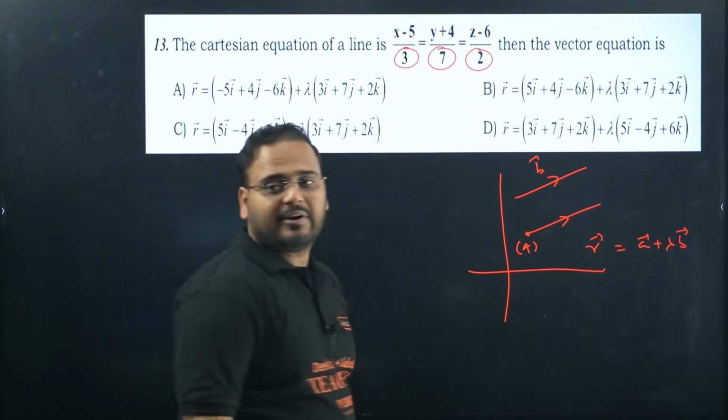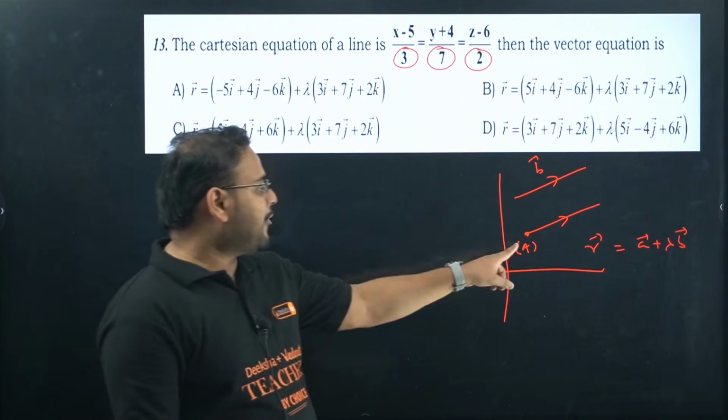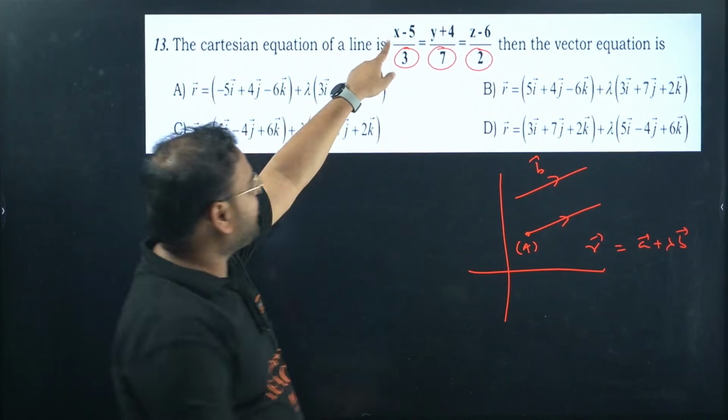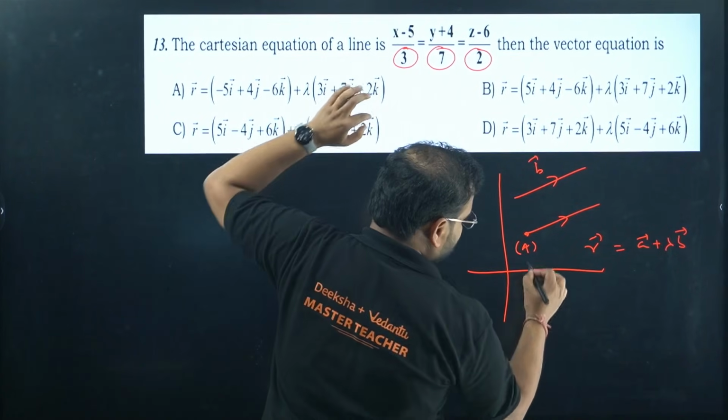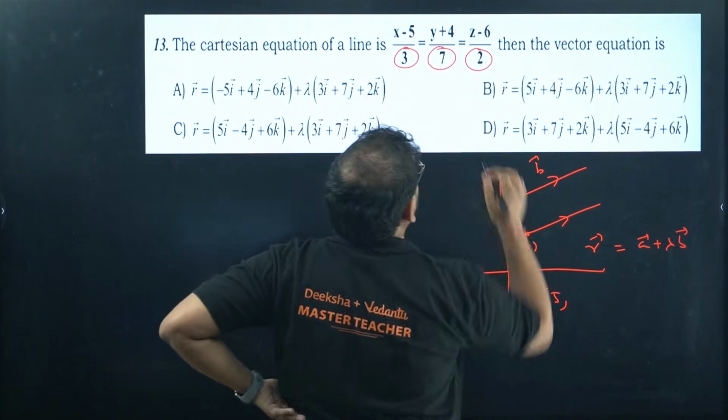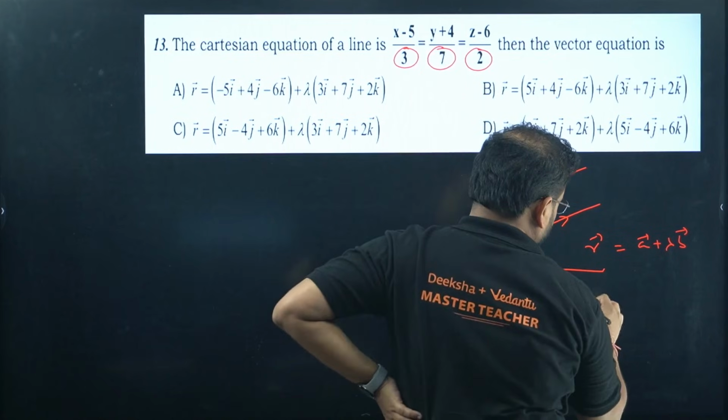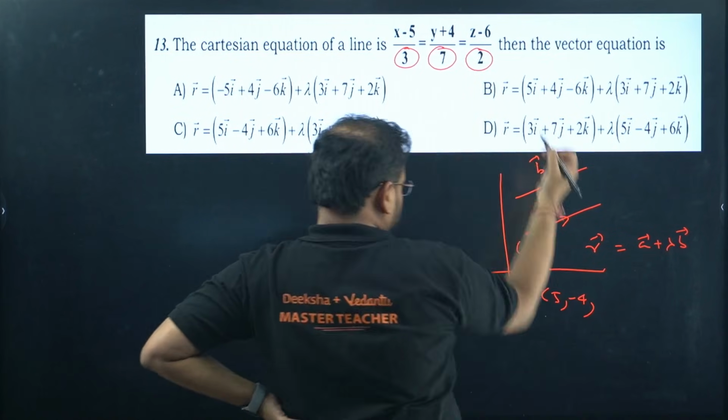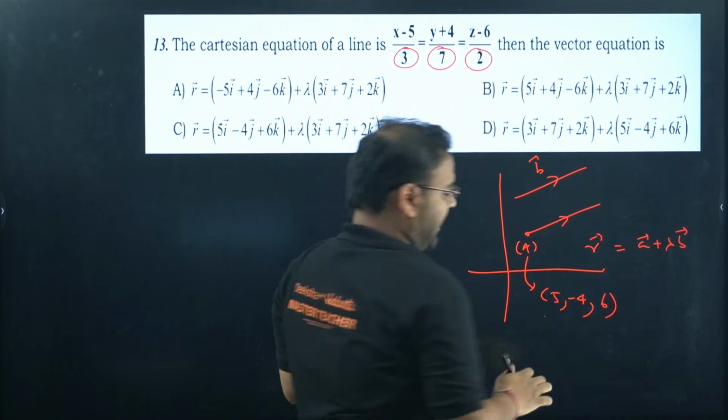This is the vector form. So this point's coordinate is given to you. What is the point's coordinate? Check here. The point's coordinate is 5. Here we have +4, it means it has to be -4. Here it is -6, means it is going to be +6. I hope you all know this, right?